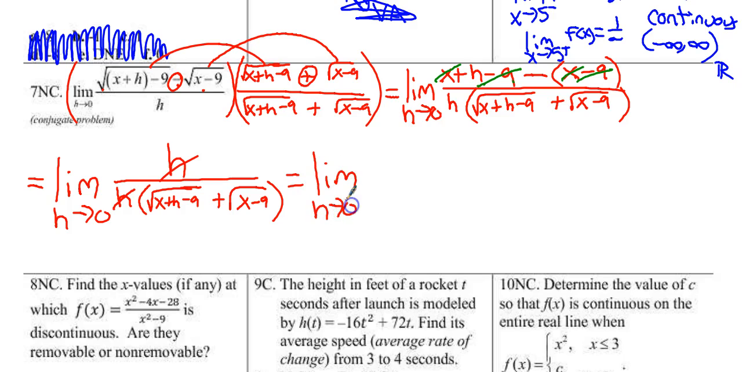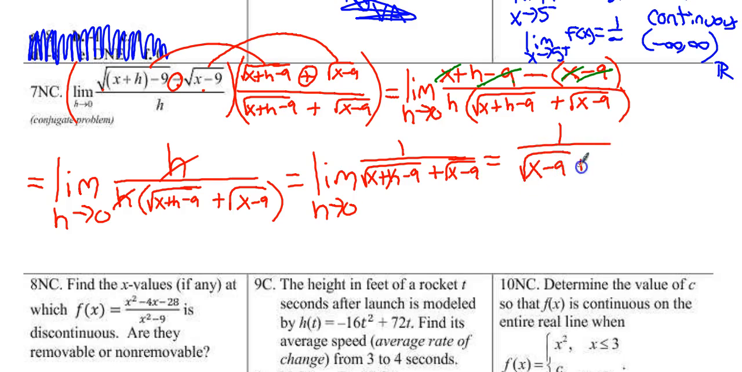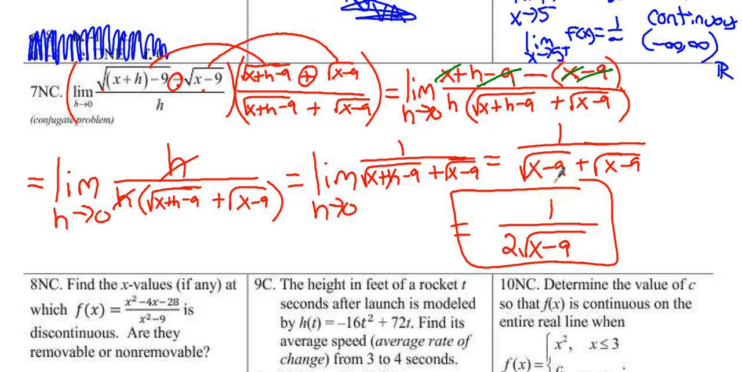Let's rewrite it first. The limit as h goes to 0 of 1 over the square root of x plus h minus 9 plus the square root of x minus 9. h goes to 0, so that makes that go to 0. So this is 1 over the square root of x minus 9 plus the square root of x minus 9. Hey, I wrote smaller than I did when I worked this out. So we end up with 1 over square root plus the square root is 2 square roots: 1 over 2 square root of x minus 9. It's not a very pretty answer, but that's the answer to this problem.